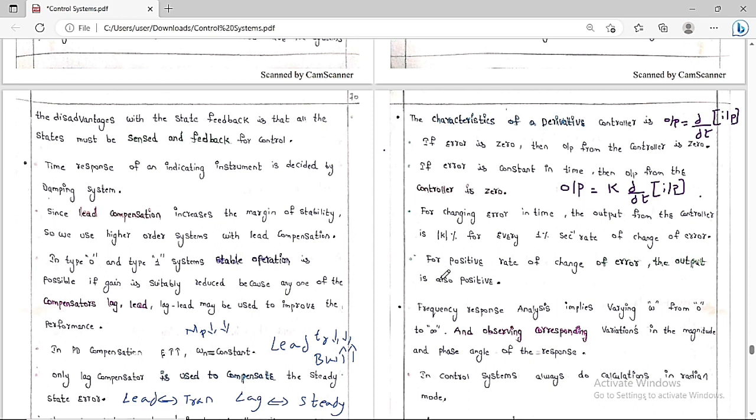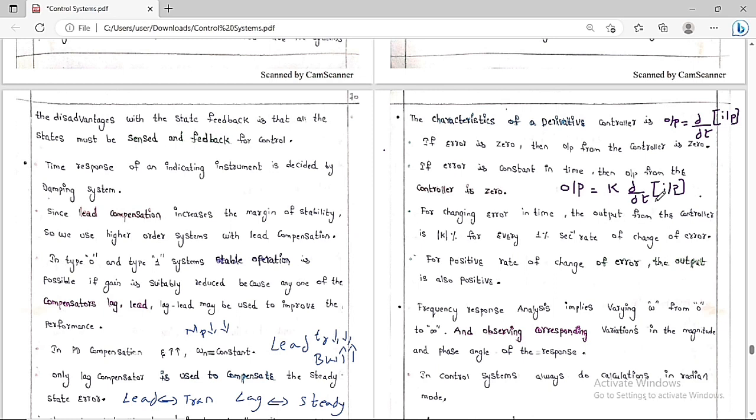The next point is, for a positive rate of change of error, the output is also positive. Suppose the input is increasing, the output is also increasing. If the input is decreasing, the output is also decreasing, because the derivative of an increasing function is increasing and the derivative of a decreasing function is decreasing. So both have a similar nature. For a positive rate of change of error, the output is positive. For a negative rate of change of error, the output is negative. We can see this clearly from the expression.